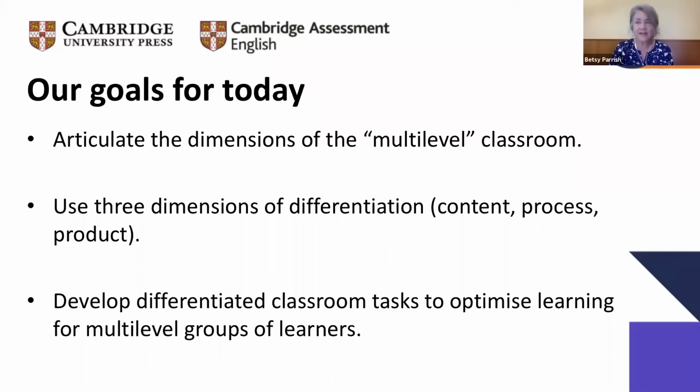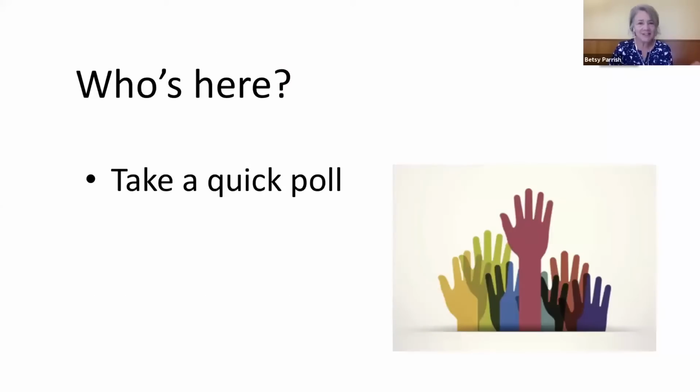in our classes. So today we're going to think about the dimensions of multi-level. What does multi-level mean? And then we're going to look at 3 dimensions for differentiation, looking at content, product, and the process of instruction. And I'll define each of those in turn in a bit. And I hope that you leave this session with some ideas about how you could differentiate tasks, activities, lessons in your settings. But let's just do a quick poll.